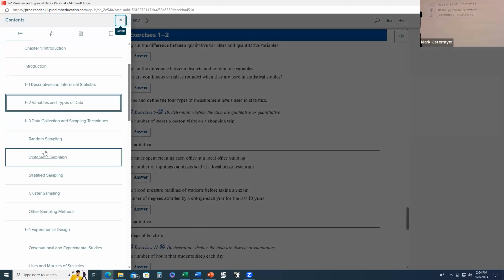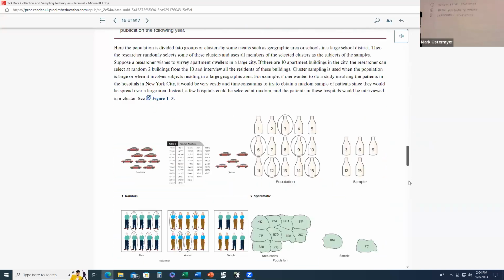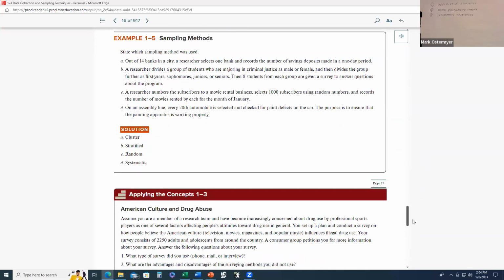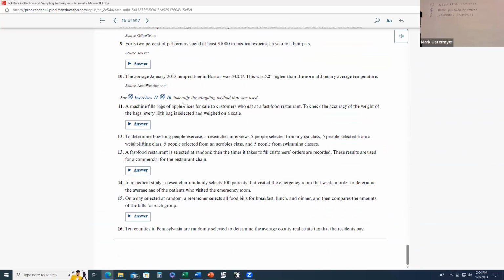Section 1.3. Couple problems I want to look at here. Problem 11 through 16. Identify the sampling method that was used. Number 11. A machine fills bags of apple slices for sale to customers who eat at a fast food restaurant. To check the accuracy of the weight of the bags, every 10th bag is selected and weighed on a scale. What method of sampling is that? Anybody? Is it simple random sampling?